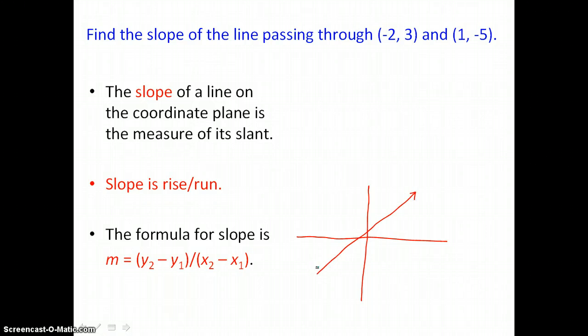And let's label 2 points on that line, x sub 1, y sub 1, and x sub 2, y sub 2. Now let's draw a vertical line through one of the points and a horizontal line through the other point, creating this right triangle.